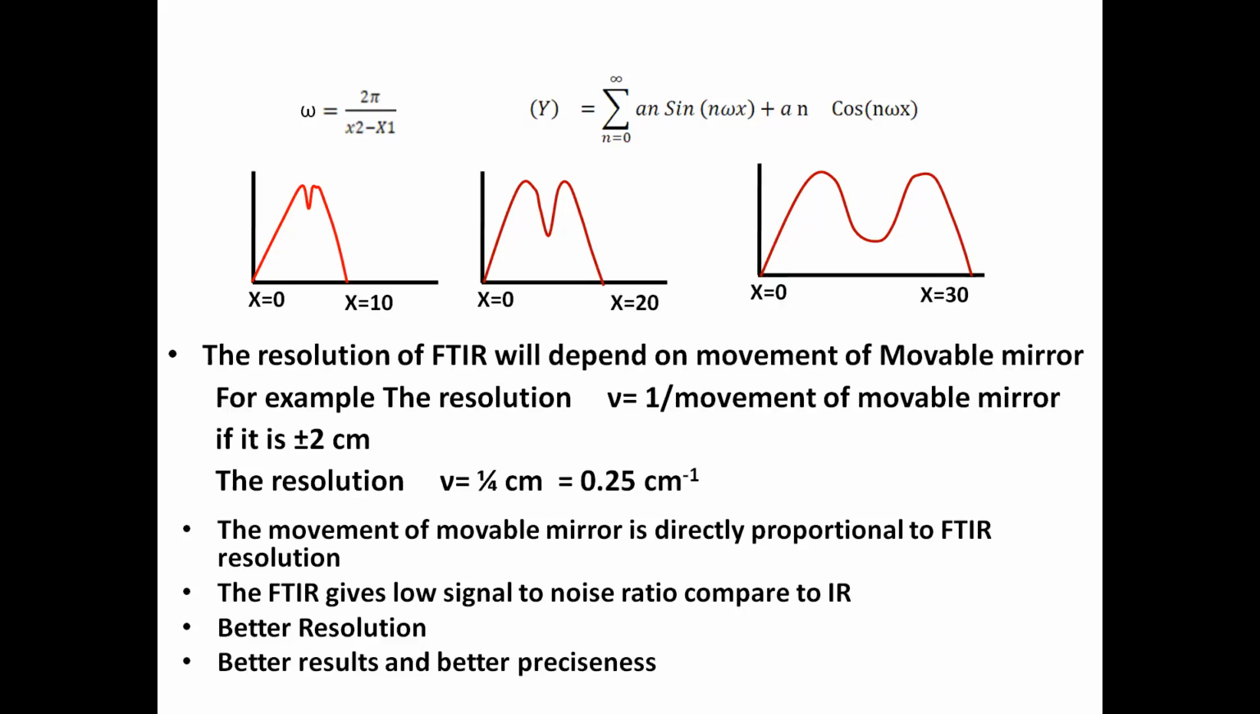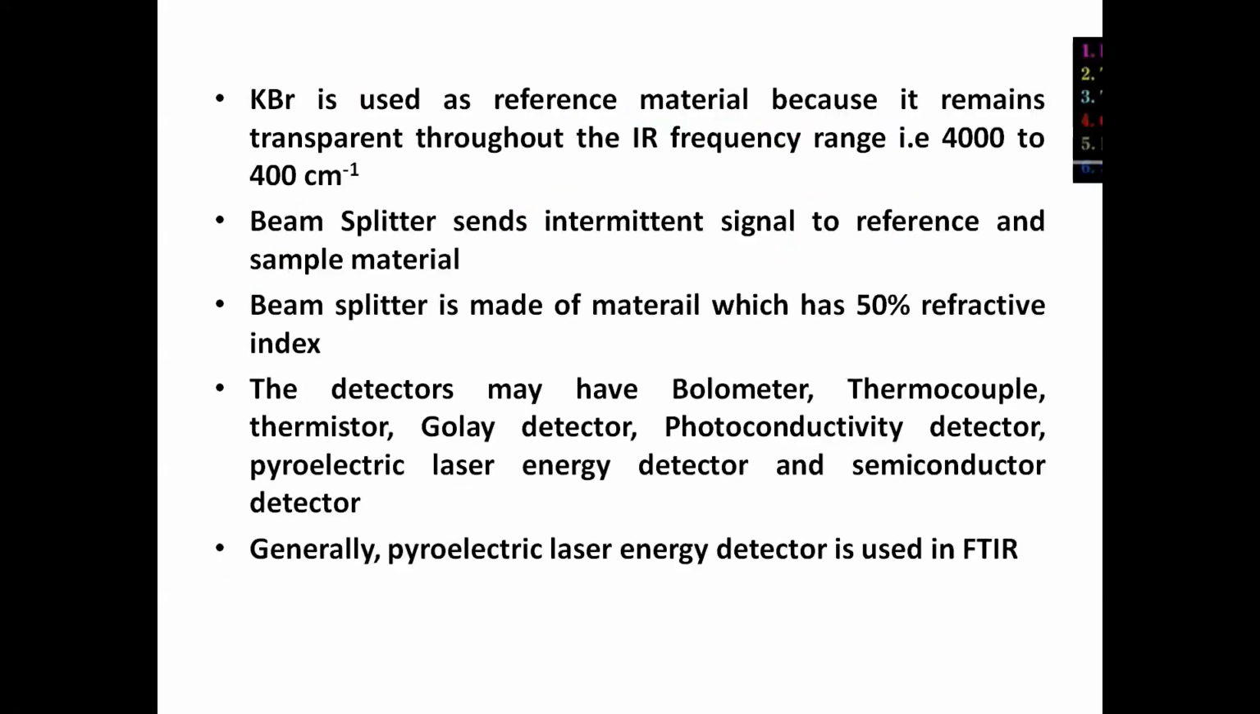The movement of the movable mirror is directly proportional to FTIR resolution. FTIR gives a better signal to noise ratio compared to IR, because in case of IR, there is no Fourier transformation, so you will find maximum noise there. Better resolution, better results, and better preciseness are possible in FTIR.